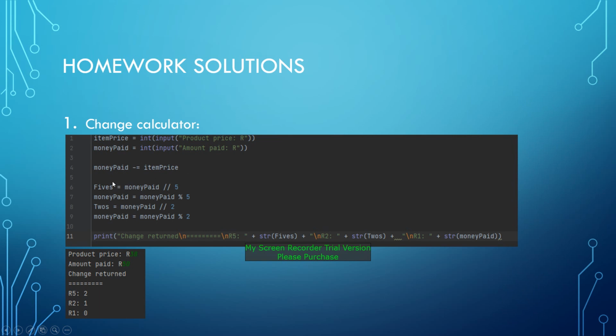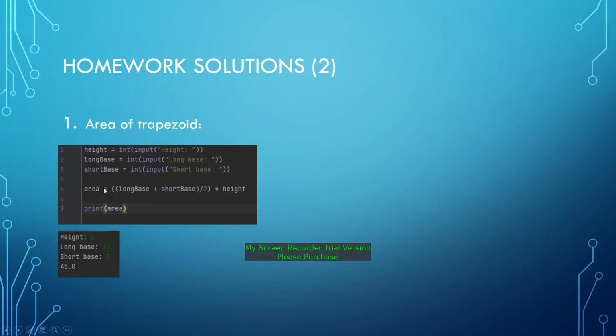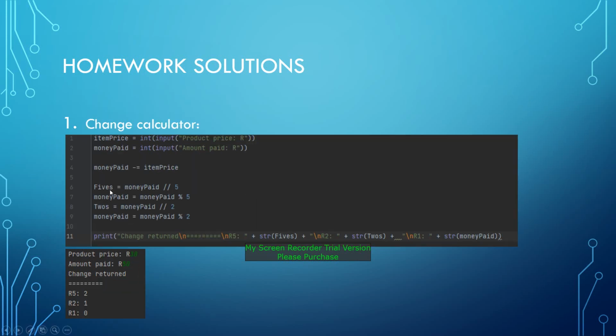So in the problem, I said we can only use 5 rands, 2 rands, and 1 rands. First off, we start by taking the 5 rands. The money paid at this time will be only the change that needs to be given. So you take the change and you use integer division, or floor division, by 5. The largest amount will be the 5s. So I first look at how many 5 rands I can return.